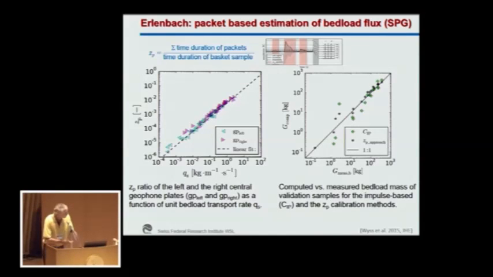And actually, you can also use this approach to estimate total bedload transport. And again, we can see here that particularly for smaller masses of the bedload samples, there is a better correlation or prediction than for the traditional, very simple impulse mass-based method.